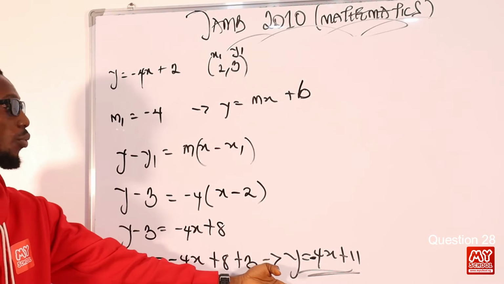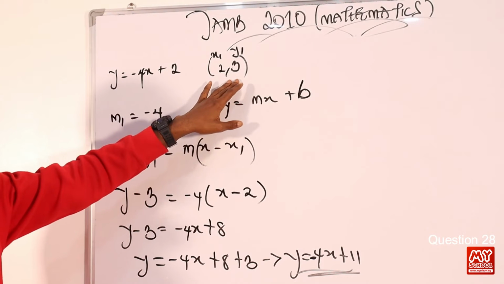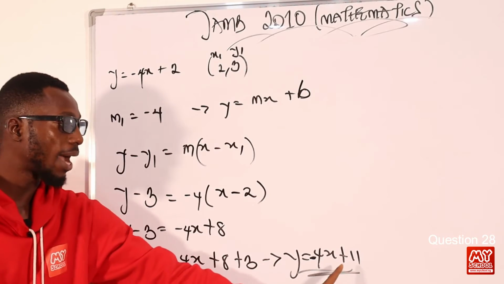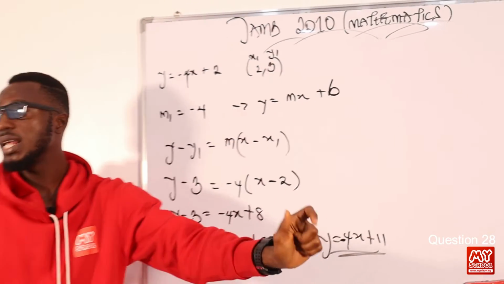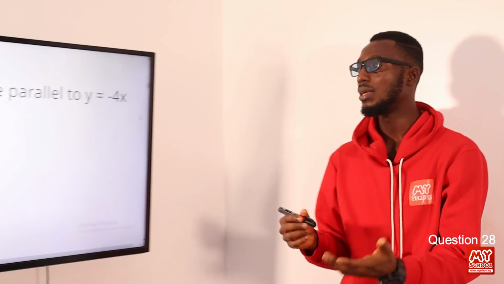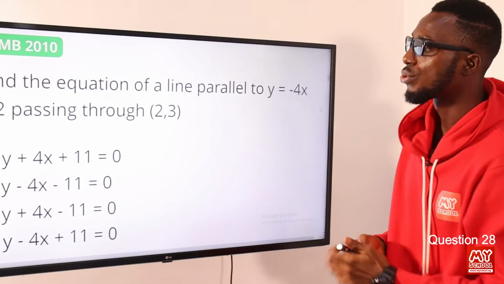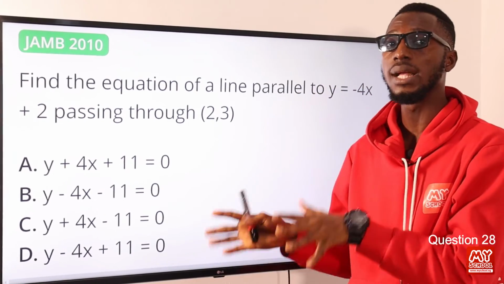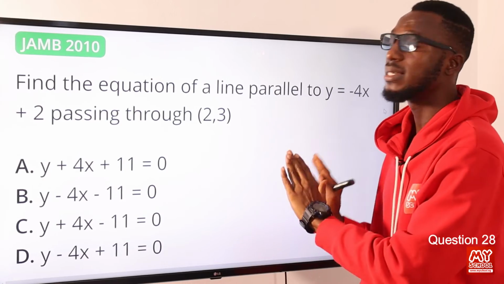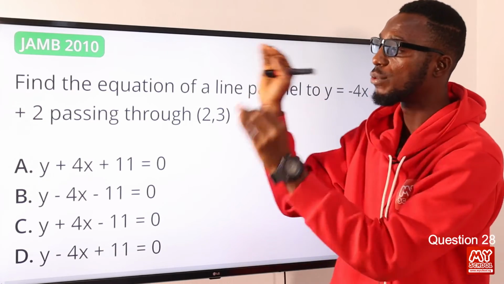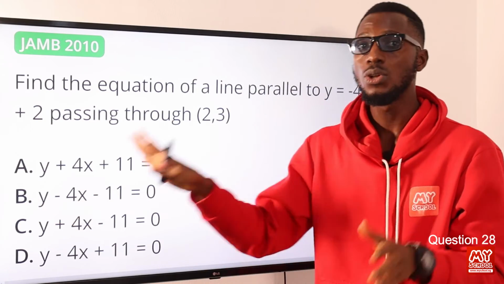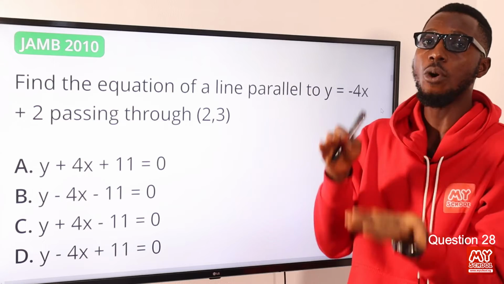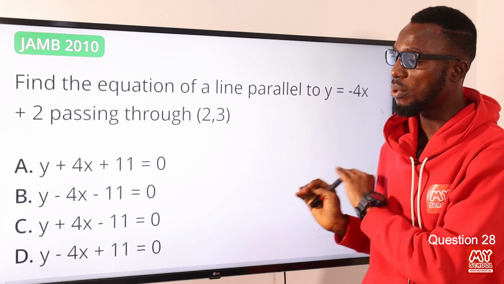So this is the equation that is parallel to this, passing through this point. So I have y equals minus 4x plus 11. Let's see if we have that in the question given to us. From what we derived, y equals minus 4x plus 11. If we send this minus 4x plus 11 to the other side to meet y, what we are going to have will now be plus 4x minus 11 equals 0.